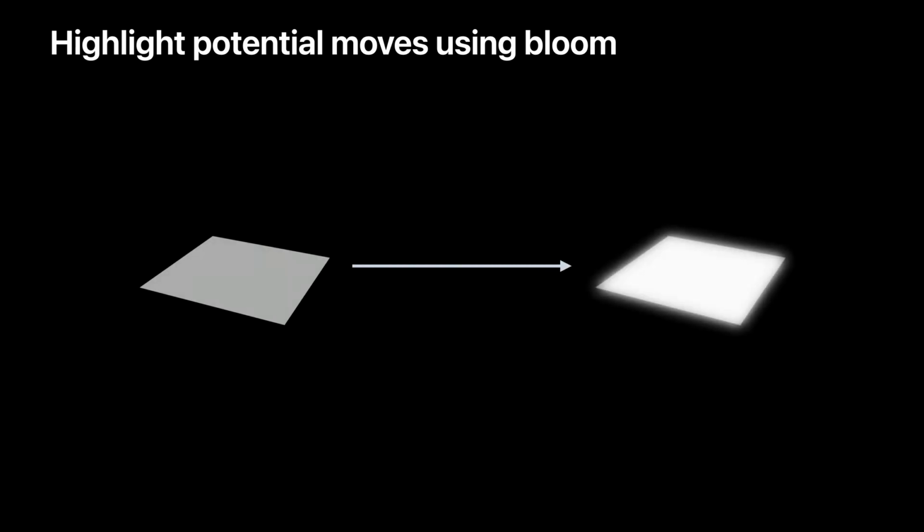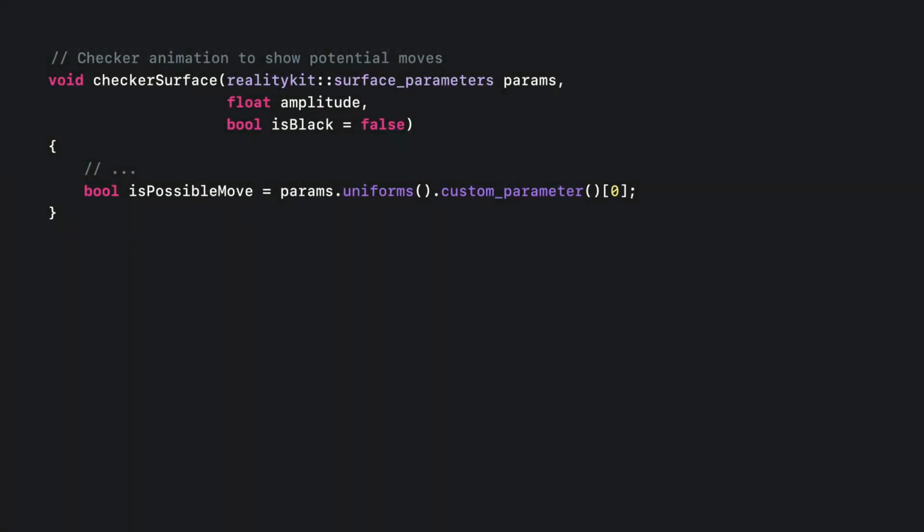As a chess novice myself, I thought it might be helpful to add a feature to indicate where your selected piece can move to help me learn the game. Since the checker pieces are each individual entities with their own model component, I can apply a pulsing effect using a surface shader to potential moves to distinguish them from others. Next, I'll add a post-processing effect called bloom to accentuate the effect even more.